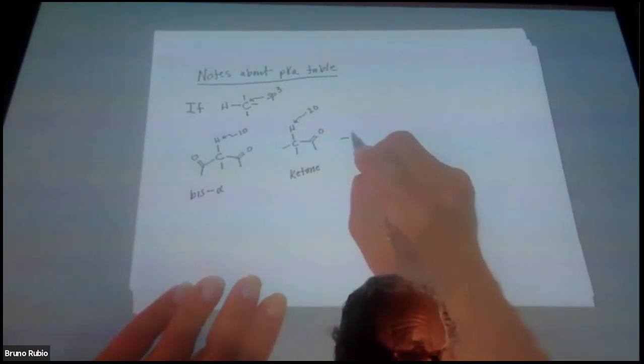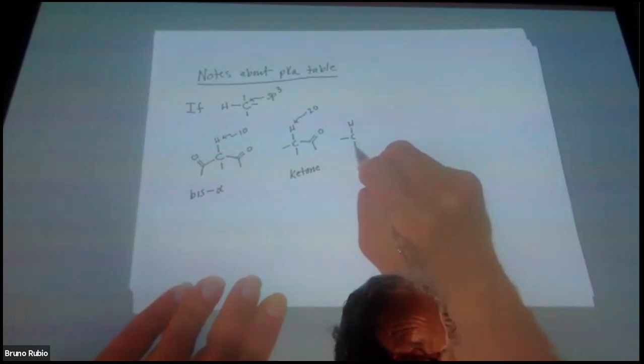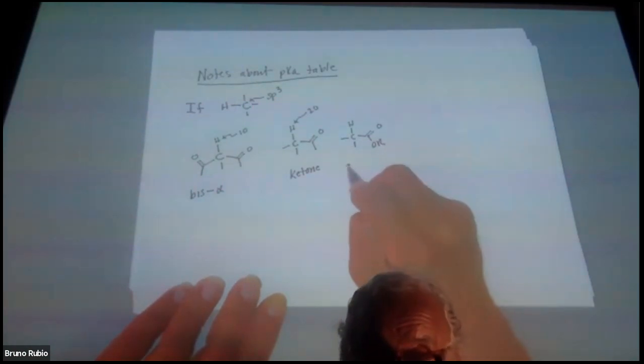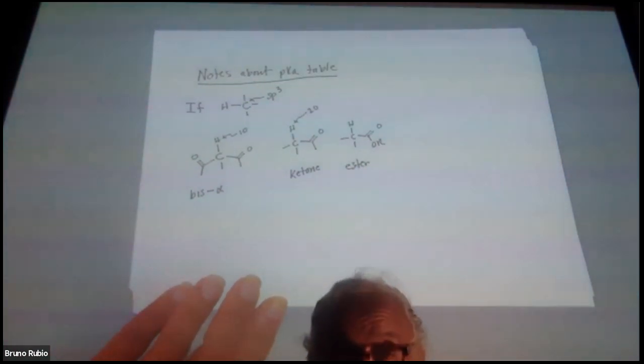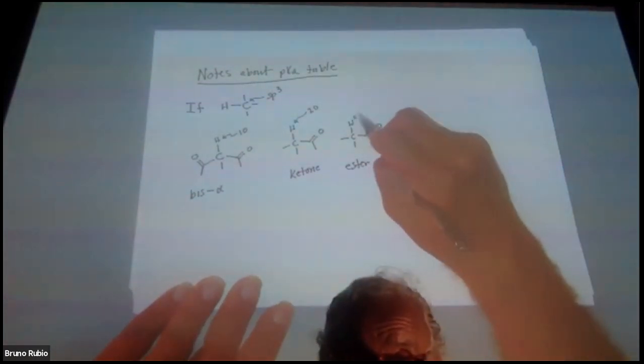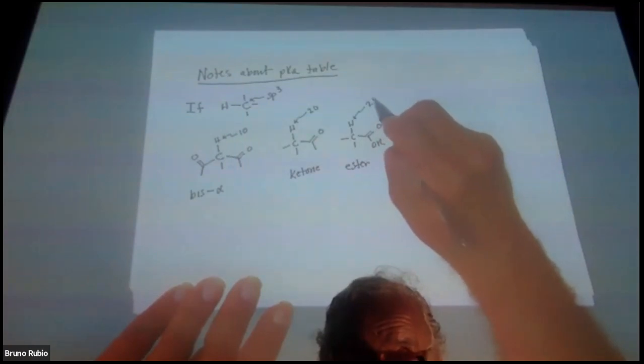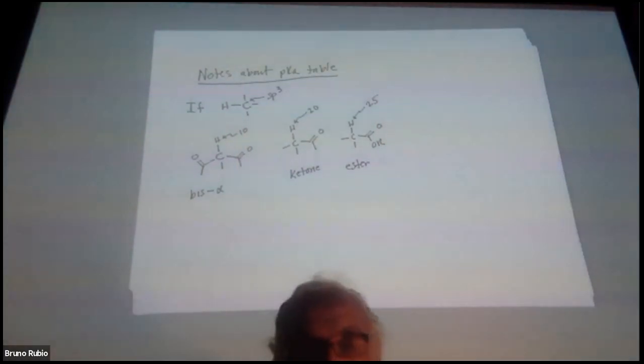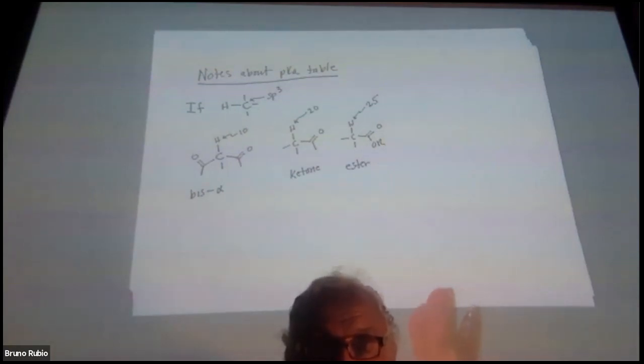But if we change up the carbonyl to an ester, that's yet another entry in that table where we have a proton on an sp3 hybridized carbon. The pKa of this proton is different. It's 25. So what I'm trying to tell you is that we have many situations where we have a proton on an sp3 hybridized carbon, but they're not interchangeable. We have to look at the environment in which that sp3 hybridized carbon is.